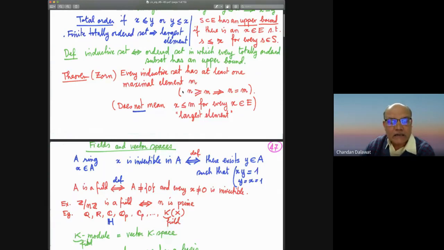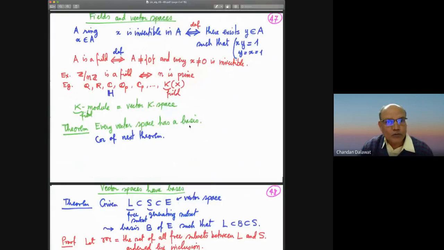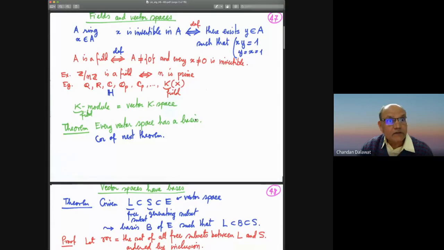What is a maximal element? It doesn't mean that it's the largest element in the set, that every element of the set is smaller than this one. What it means is that if some element is larger than this M, then it has to be actually equal. There's no element which is larger. That's what maximal means. Okay. So this is the general set theoretic statement, which is useful in many other contexts. So I'm not going to go into the proof. We'll prove all statements about vector spaces that we come to, right?